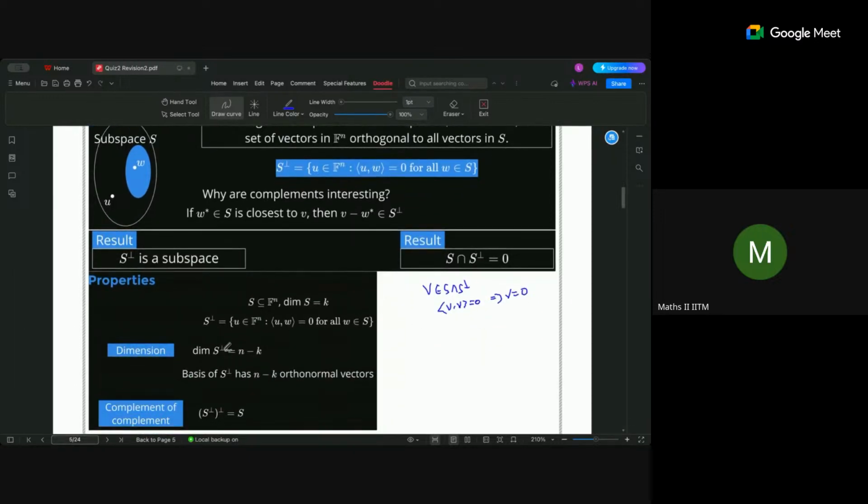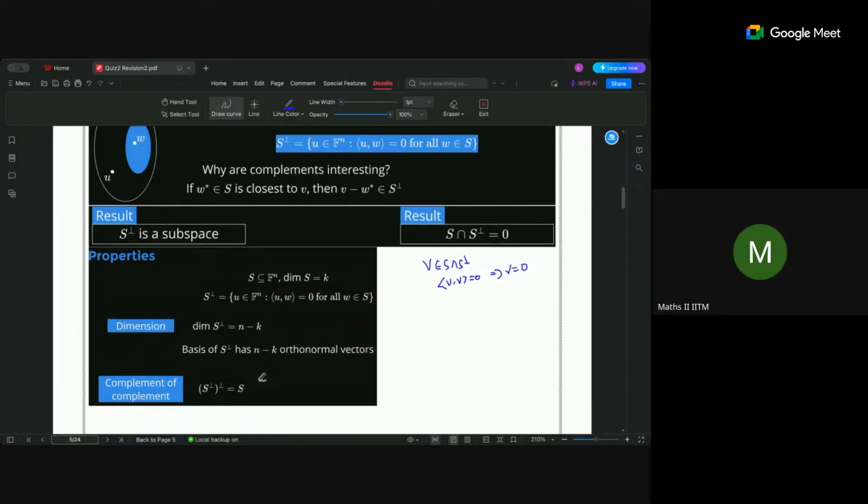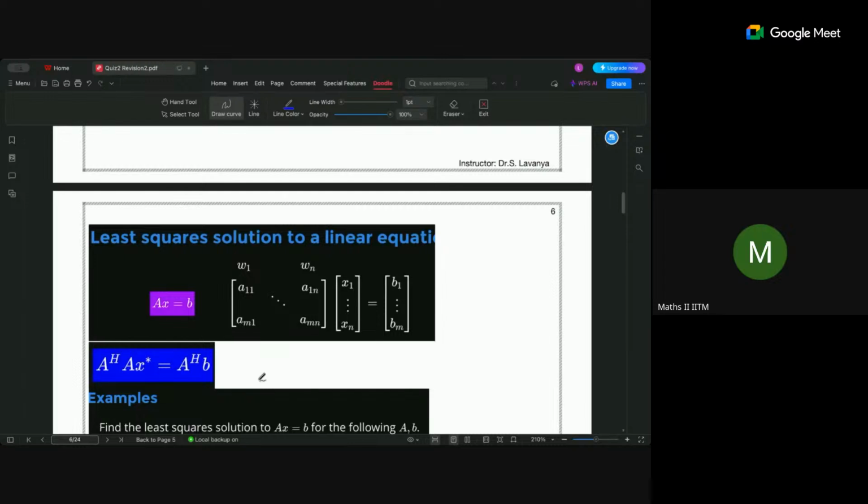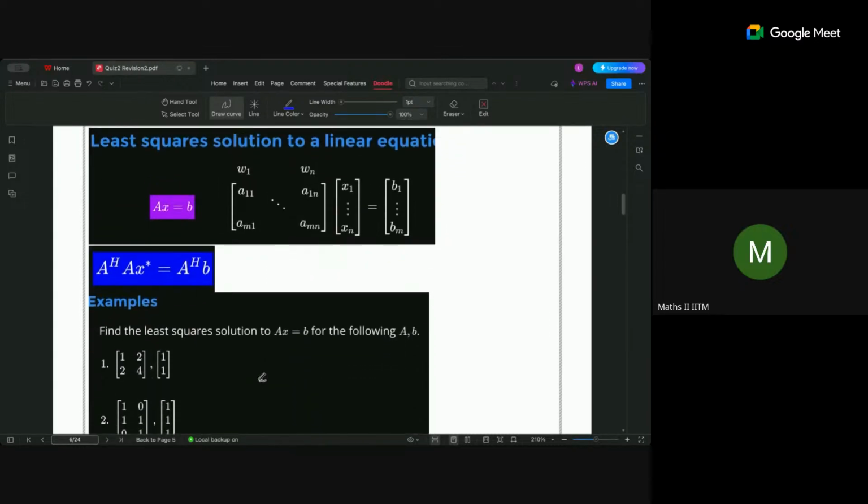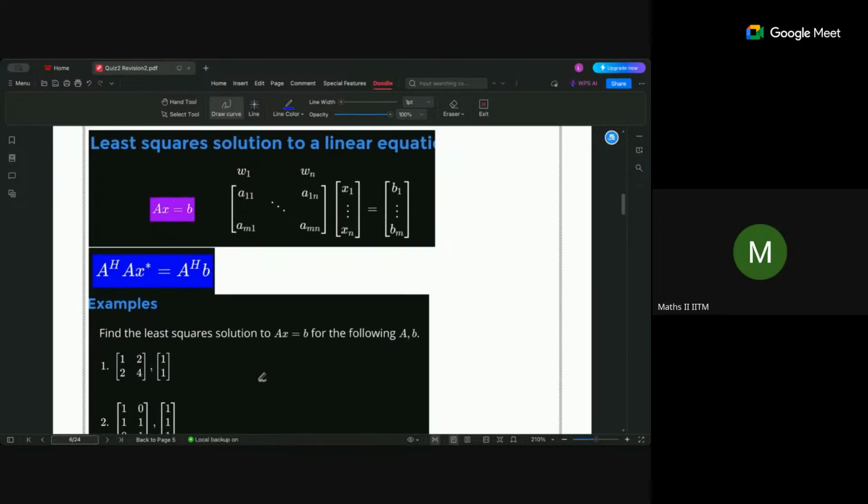We see that the dimension of S perp is equal to n minus k. So this I already told you, right? Dimension of S plus dimension of S perp is equal to n. And S perp, the whole perp, is equal to S. If you take the complement twice, it gives back the original set. Okay, so these are some important properties of the complement of a subspace, and we have already seen examples for this, right? So the next important topic here is least square solution.